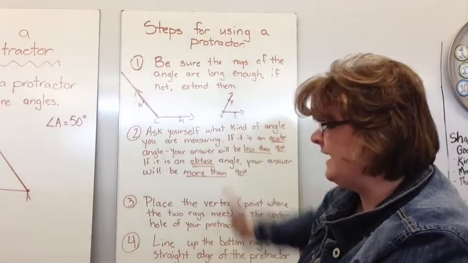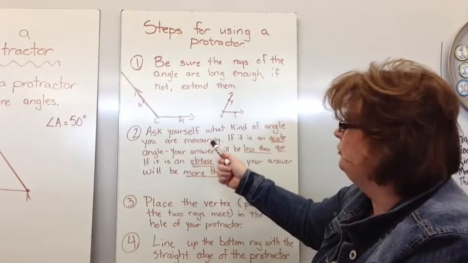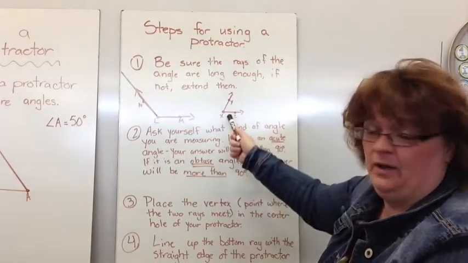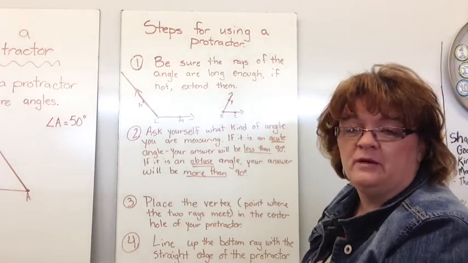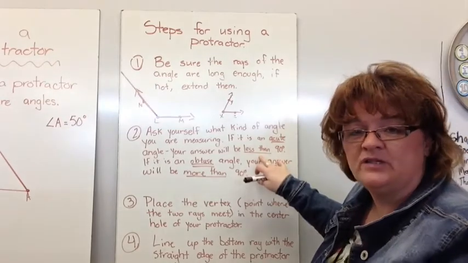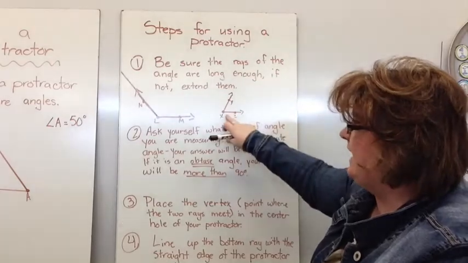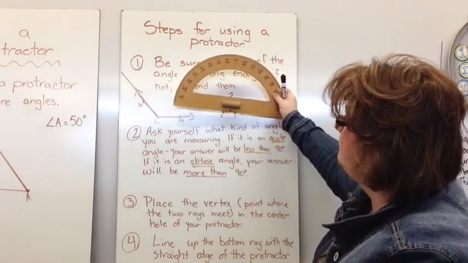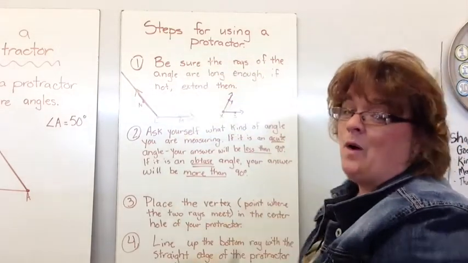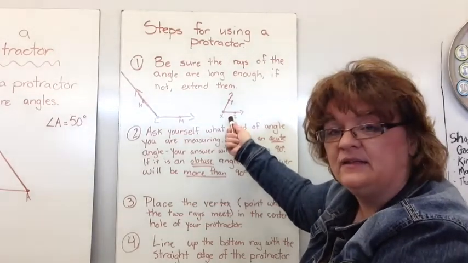So the second step is to ask yourself, what kind of angle are you measuring? Is it an acute angle? Because if it's an acute angle like this one, you're going to know that your measurement must be less than 90 degrees. Remember we talked about the difference between an acute angle and an obtuse angle? If it's an acute angle, if I put this up here and I measure it and it comes out here to the 110/70, I know I'm going to have to use the 70 because 70 is less than 90 degrees, and this angle is an acute angle.